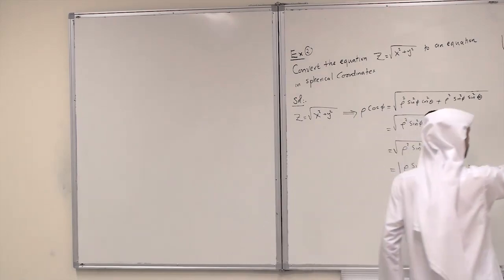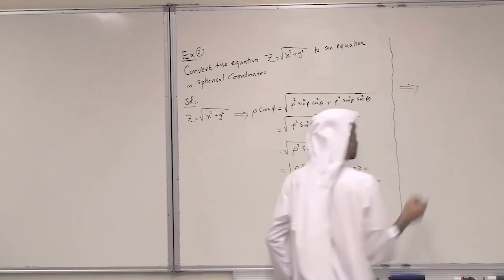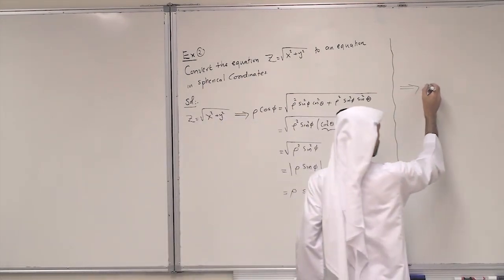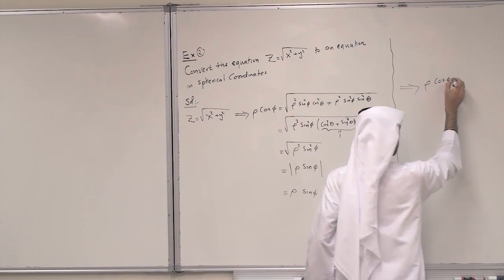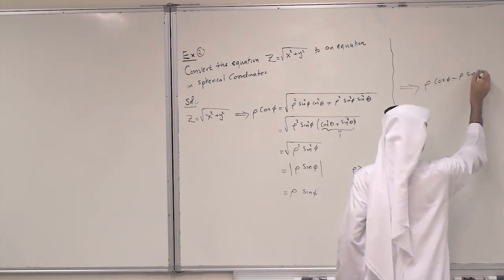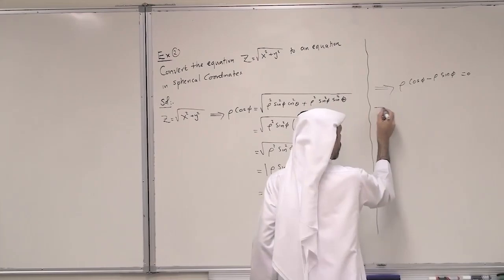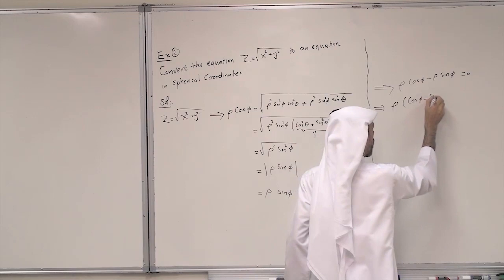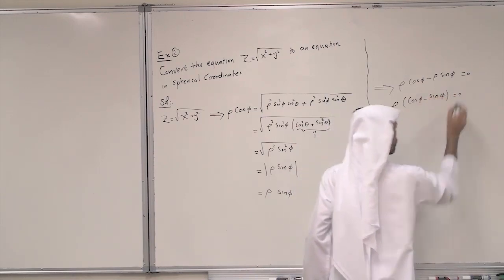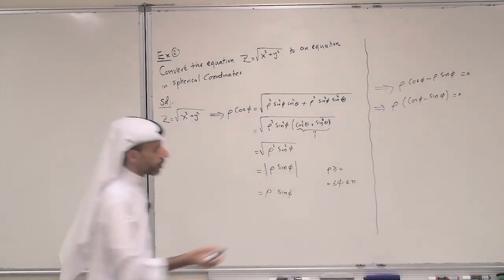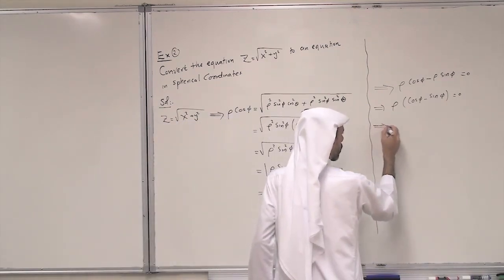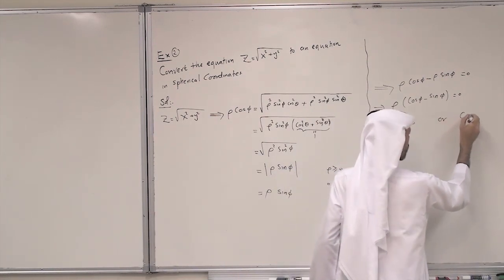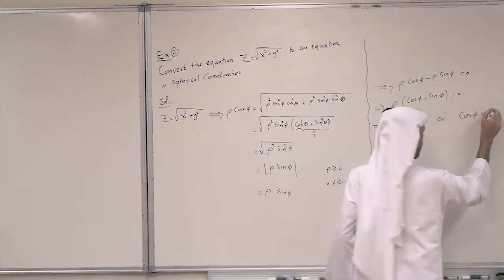This gives us the following. Let me simplify further. Take this term to the other side. I get rho cosine phi minus rho sine phi equal to 0. And this gives us rho times (cosine phi minus sine phi) equal to 0. And this gives us either rho equal to 0 or cosine phi equals sine phi.